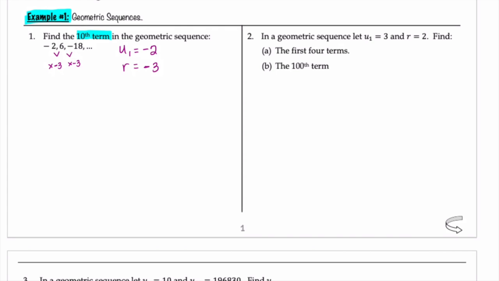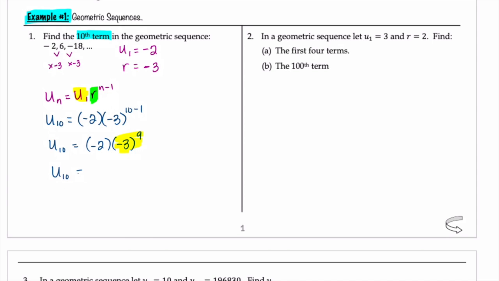So in order for us to find the 10th term, we're going to use the nth term formula. When using this formula, we're going to need to know the first term and the common ratio. All right, so to find the 10th term, we're inputting n to be 10. I'm going to simplify this. The 10th term in this sequence would be 39,366.